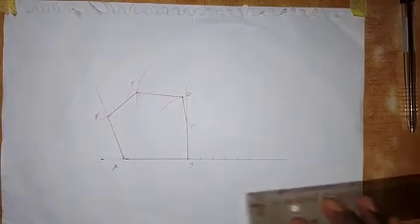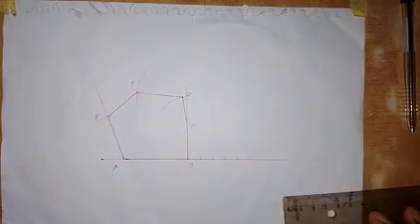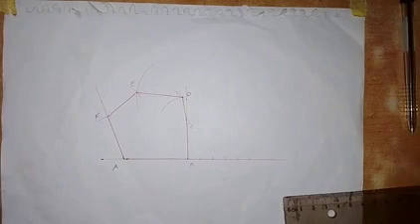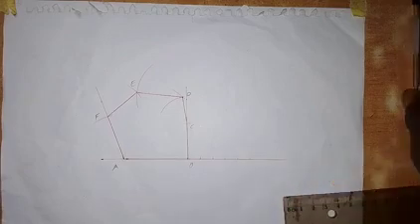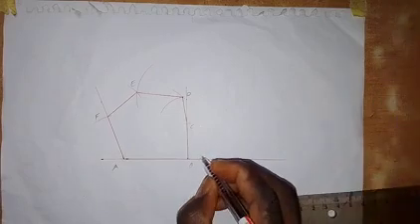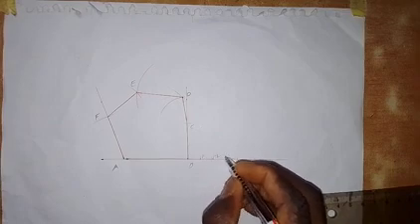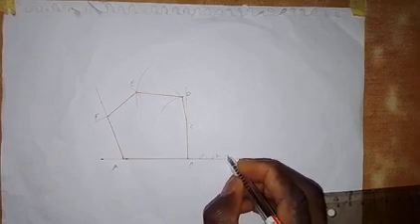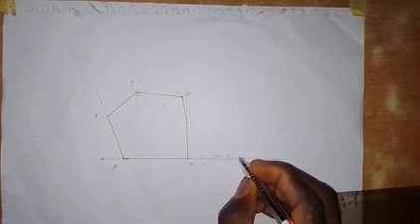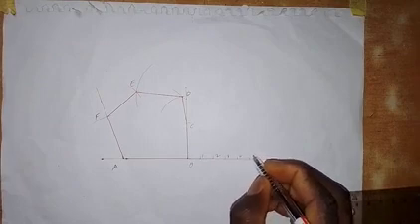Why are we making 5 equal divisions? Because we are given the ratio 5 to 3. The highest among the values in the ratio is 5. That's why we make 5 equal divisions here. So this is point 1, this is 2, this is 3, this is 4, and this is 5.